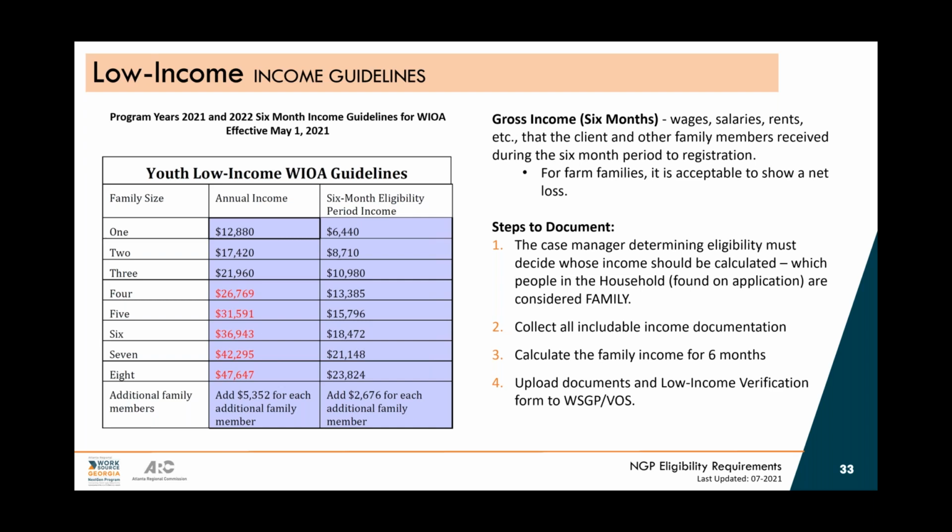At that point, you're going to have to determine, based on the definition of family, which is on the next slide, whose income needs to be gathered and calculated for this low income guideline. Okay. And then you'll collect the income documentation. You'll calculate it for the family for 6 months. There is a form that you will use from the Next Gen program for that. And then you'll upload that low income verification form. And we're going to look at that.